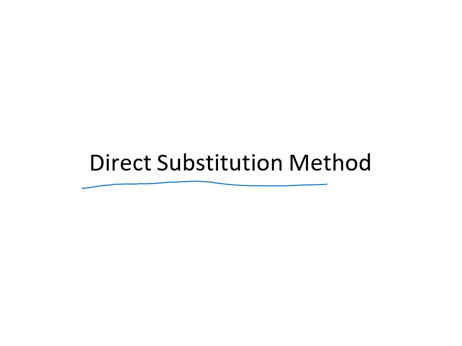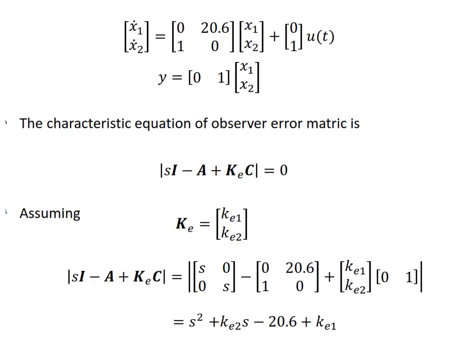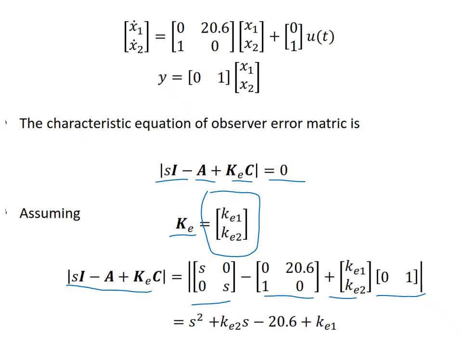First method is the direct substitution method. We have the determinant of SI minus A plus Ke C equals 0. Ke, we assume it equals [Ke1, Ke2]. Then we obtain S times the identity matrix, S minus [0, 1; 20.6, 0] plus [Ke1; Ke2] times C, which is [0, 1]. Then we get this equation for the determinant: S squared plus Ke2 S minus 20.6 plus Ke1.